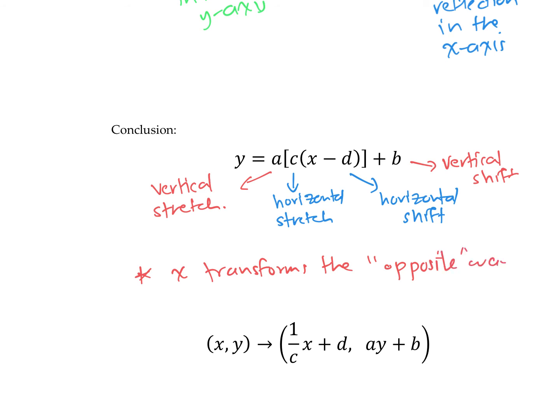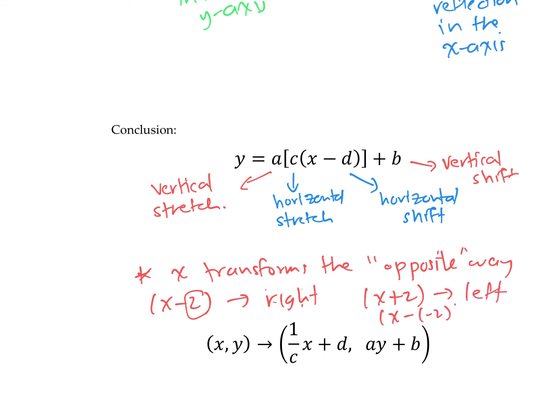What do I mean by that? Well, I mean that it will do the opposite. So if I had x minus 2, it's going to go left, or sorry, right, because we already have a negative, so the 2 is the transformation, so that's going to go right. If I had x plus 2, it's going to go left, because now I have x minus a negative, so that's going to go left.